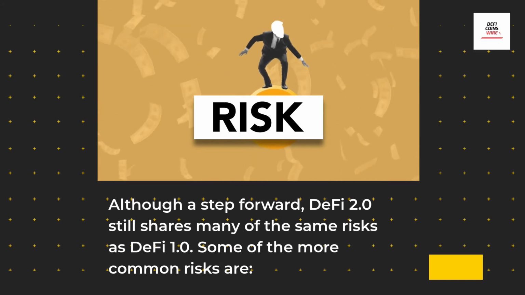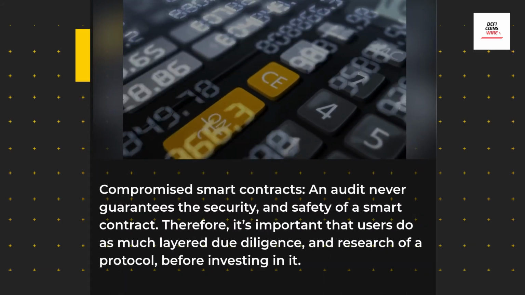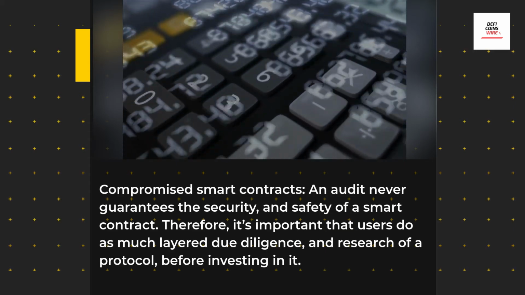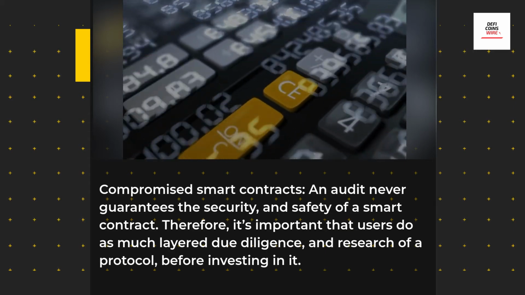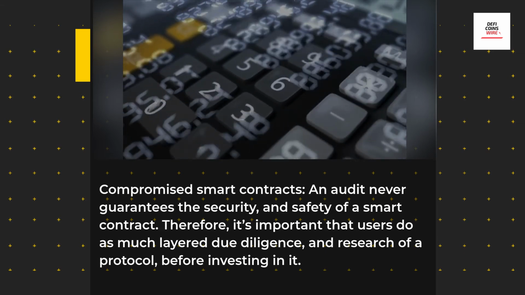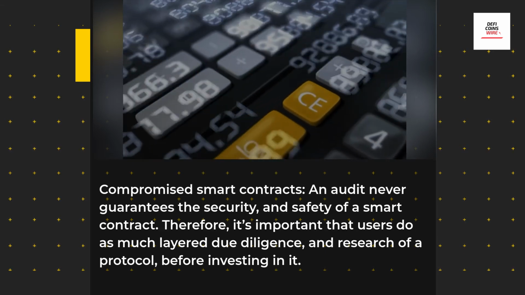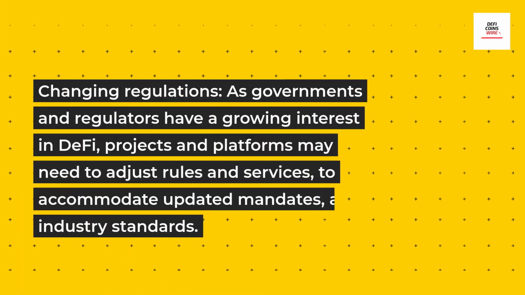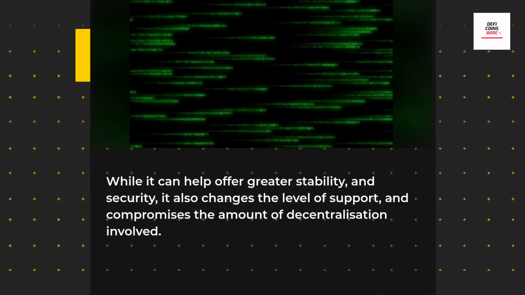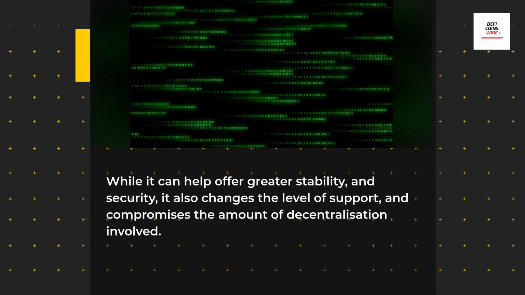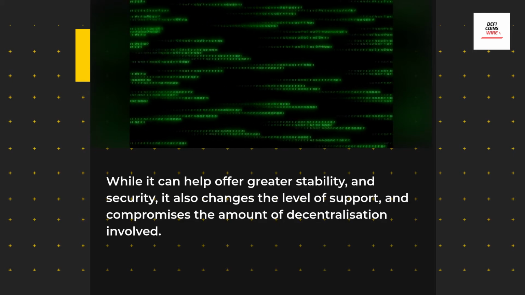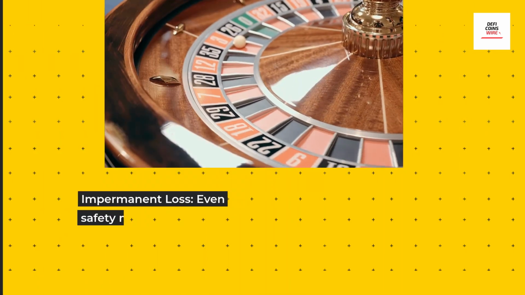Some of the more common risks are: compromised smart contracts. An audit never guarantees the security and safety of a smart contract. Therefore, it's important that users do as much due diligence and research of a protocol as possible before investing in it. Changing regulations. As governments and regulators have a growing interest in DeFi, projects and platforms may need to adjust rules and services to accommodate updated mandates and industry standards. While it can help offer greater stability and security, it also changes the level of support and compromises the amount of decentralization involved. Impermanent loss.